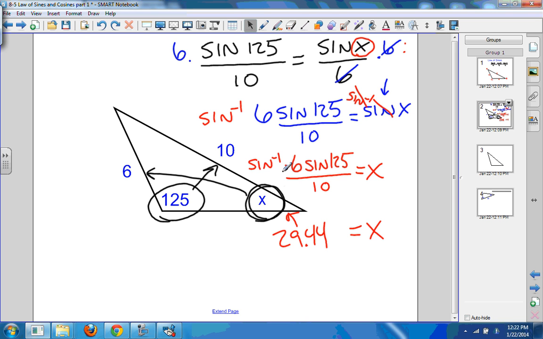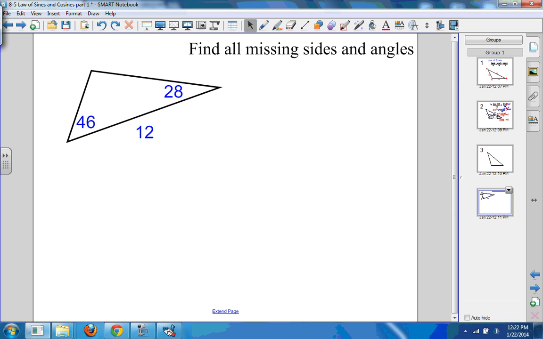Alright, let's look at one more problem. Here it says find all missing sides and angles. So we're given 2 angles and 1 side, and we have to find all the missing sides and all the missing angles.